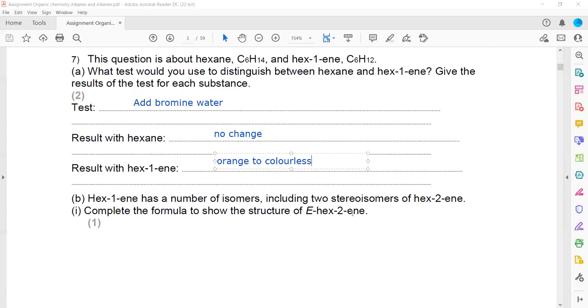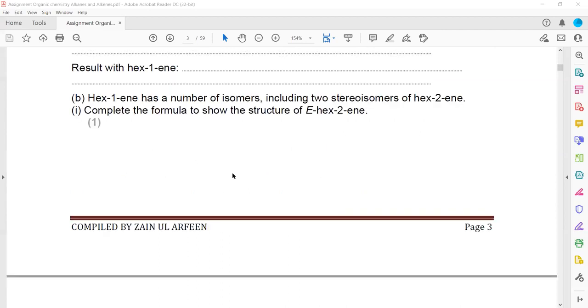We have to include the two stereoisomers of hex-2-ene, and draw a complete structure of the E isomer. E means the opposite side, like trans. So it should be hex-2-ene. Hex means 6 carbon atoms, and the 2 means a double bond at the second carbon. So first we draw this, then number 1, 2, 3, 4, 5, 6.